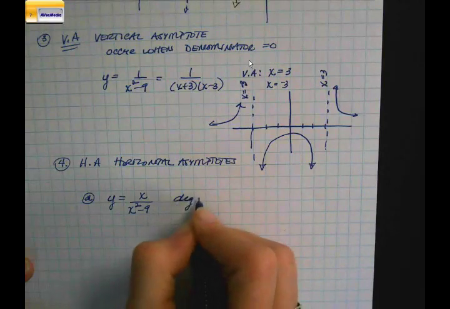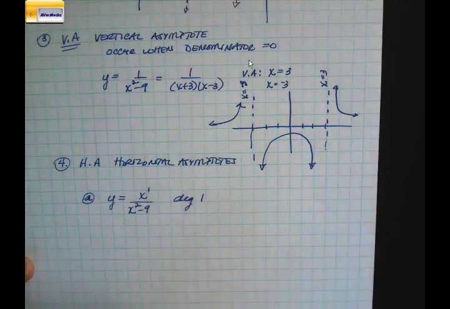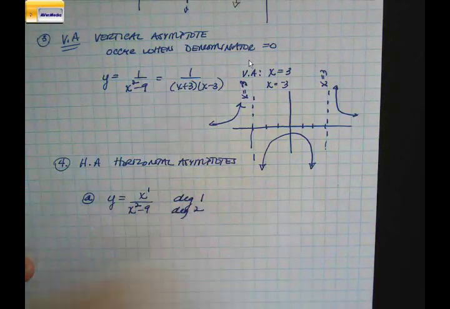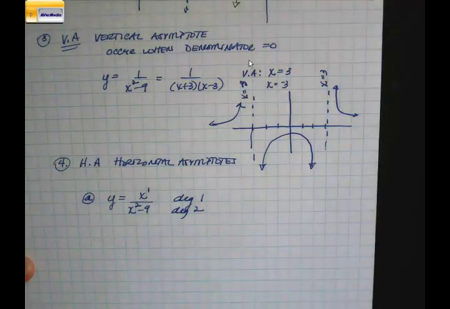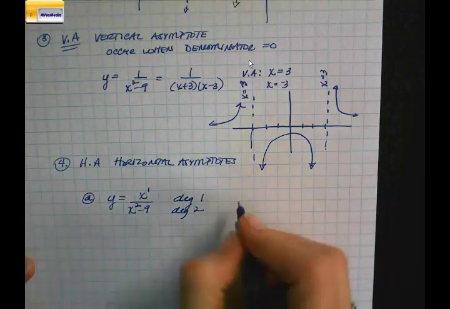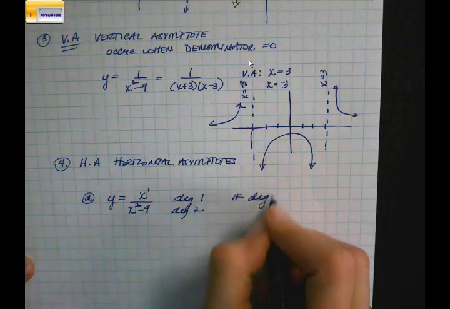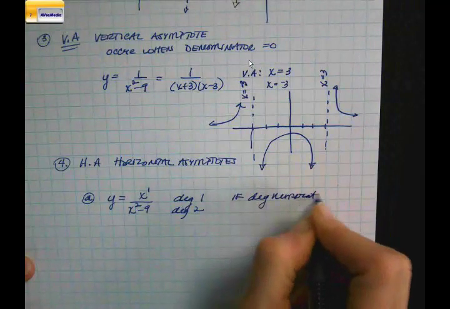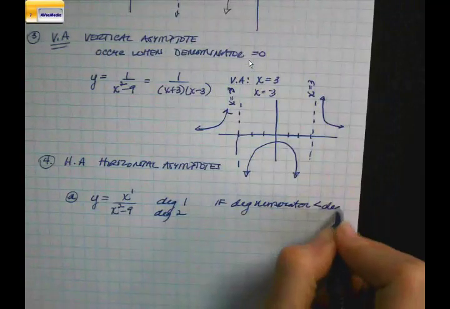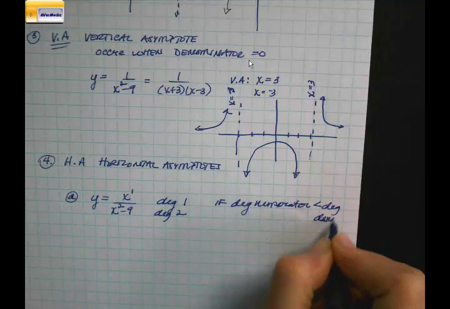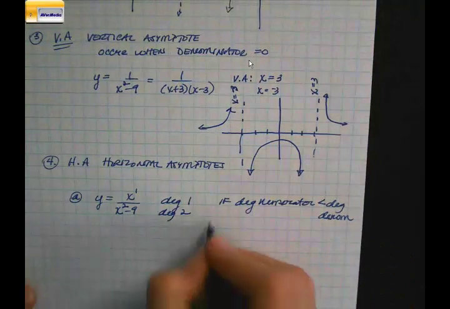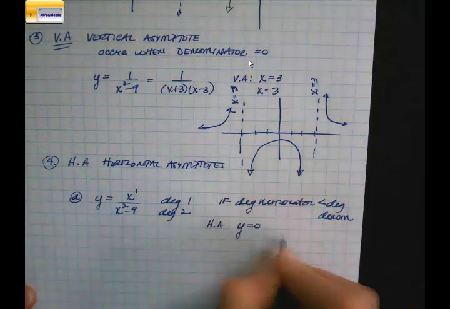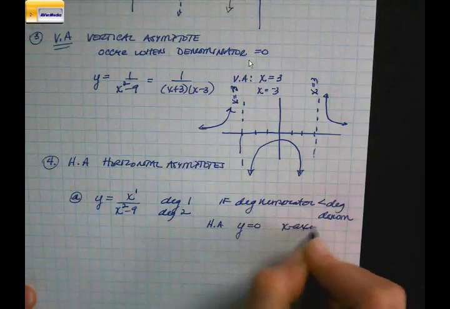works here. So the degree of the numerator is 1, this 1 exponent on the x, and the degree of the denominator is 2. So if the degree of the numerator is less than the degree of the denominator, then you're going to have a horizontal asymptote, which is equivalent to the x-axis, which is called y equals 0. So if the degree of the numerator is less than the degree of the denominator, then you have a horizontal asymptote at y equals 0, which is the x-axis.